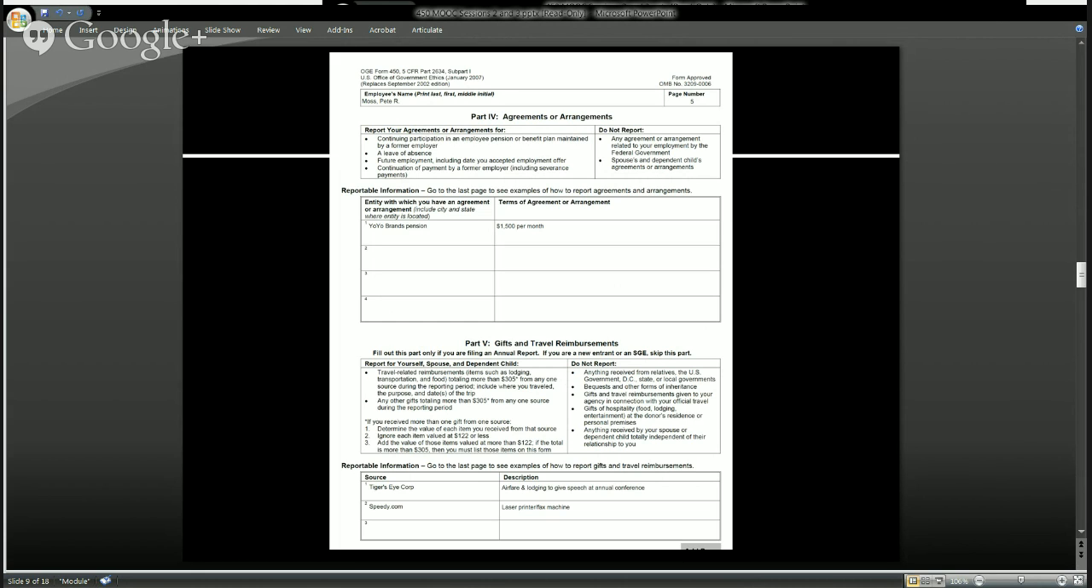And what we would have here is, again, a 208 ability or willingness situation. His interest is in the receipt of the check. So he would not be able to participate in particular matters that would have a direct and predictable effect on the ability or willingness of Yo-Yo Brands to pay his pension. That would be our analysis under 208.